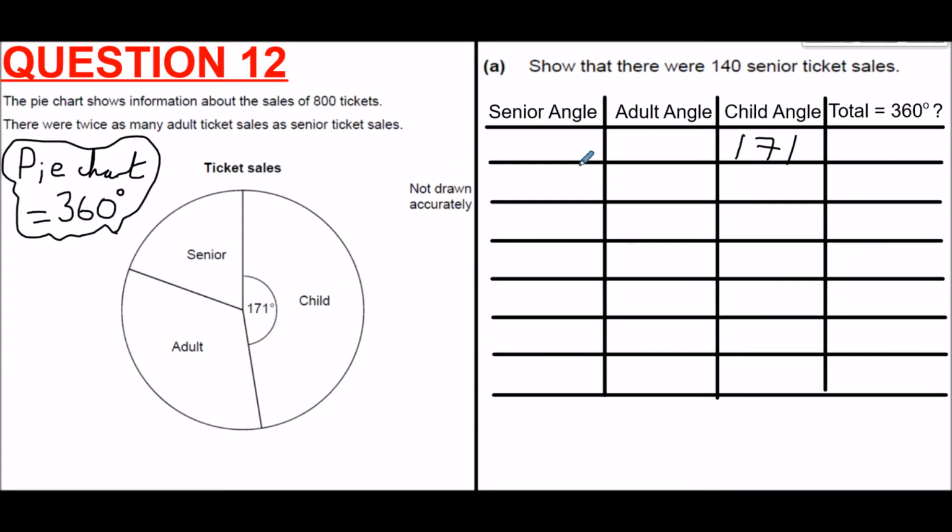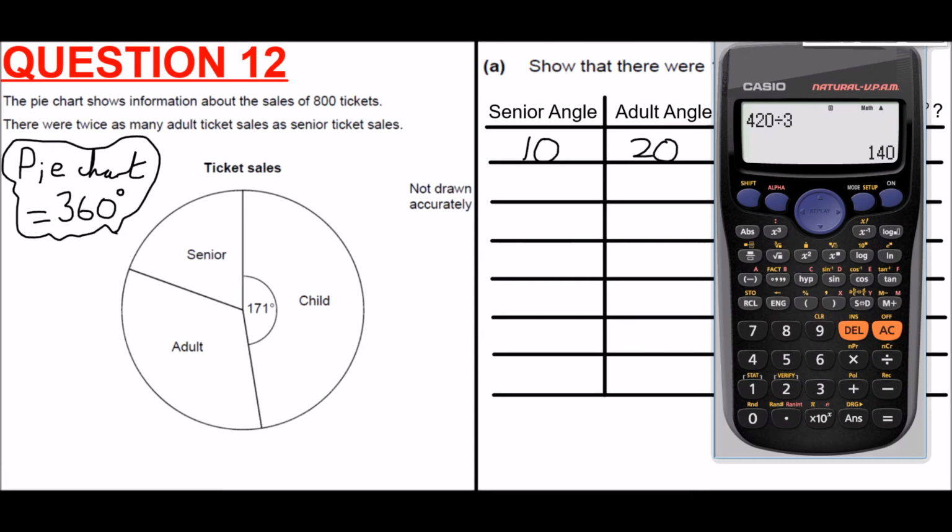And so what I'm suggesting is, if you're not sure, well, make something up. Let's say maybe the adult angle, sorry, the senior angle was 10. The adult angle is always going to be double. So if it were 10 for seniors, double 10 would be 20. Then check, does this add up to 360 degrees? Well, let's just see.